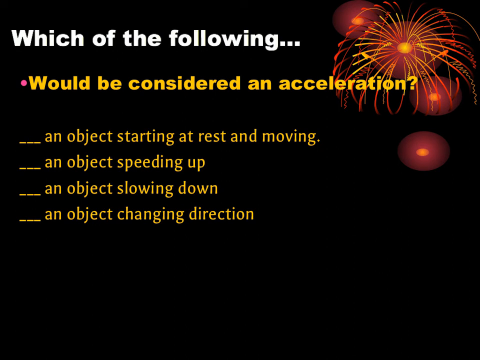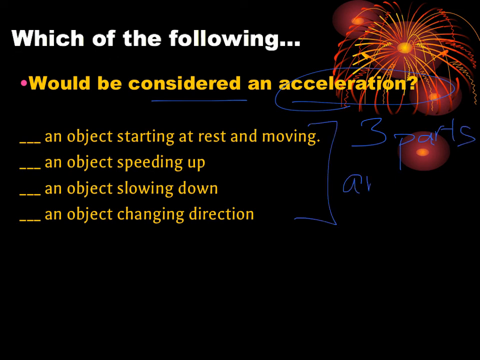On the right hand side we have a little checklist to think about. Which of the following would be considered an acceleration? Again, thinking about our definition, it has those three parts. So remembering those three parts, go through this list and check any that would be considered an acceleration. An object starting at rest and moving, so going from not moving to moving. An object that's speeding up. An object slowing down. Or an object changing direction. Check off which of the following would be an acceleration.